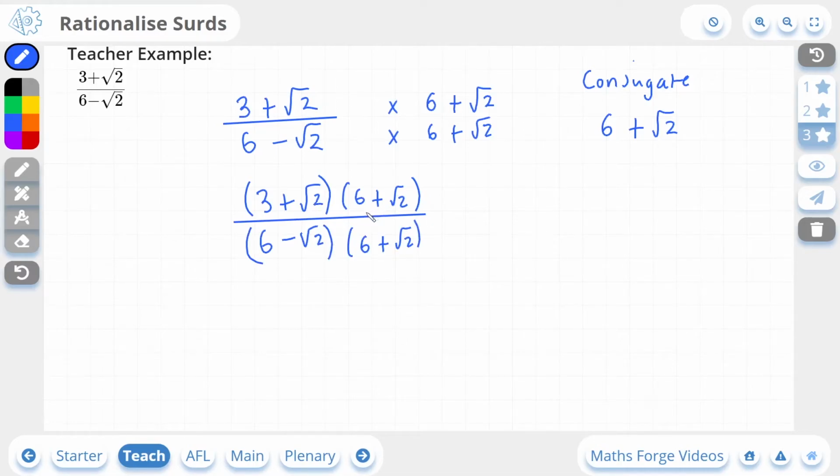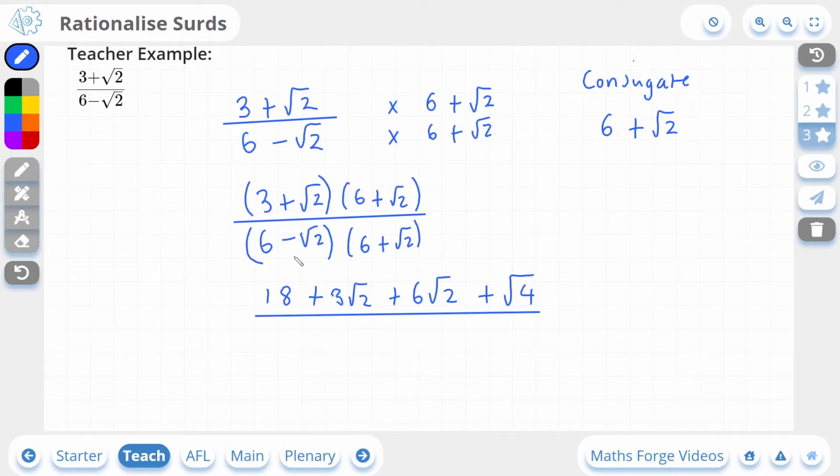And now if we expand brackets, so we're going to have 3 multiplied by 6, which is 18. 3 multiplied by root 2, which is positive 3 root 2. And then positive root 2 multiplied by 6, which is positive 6 root 2. And positive root 2 multiplied by positive root 2, which is positive root 4. So that's the numerator done.